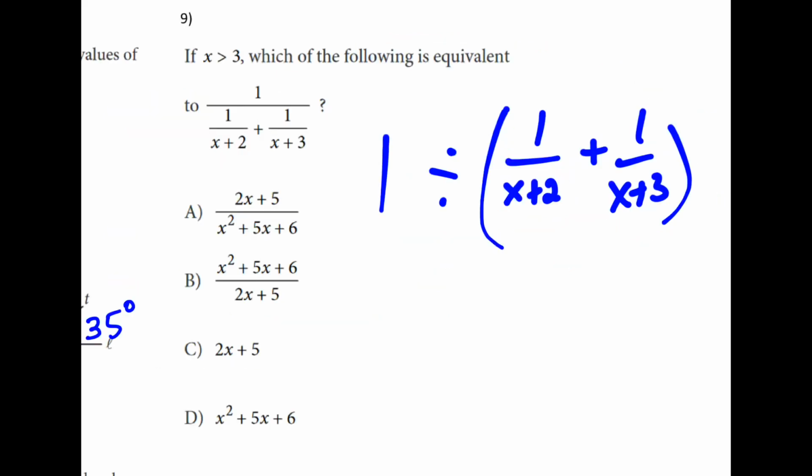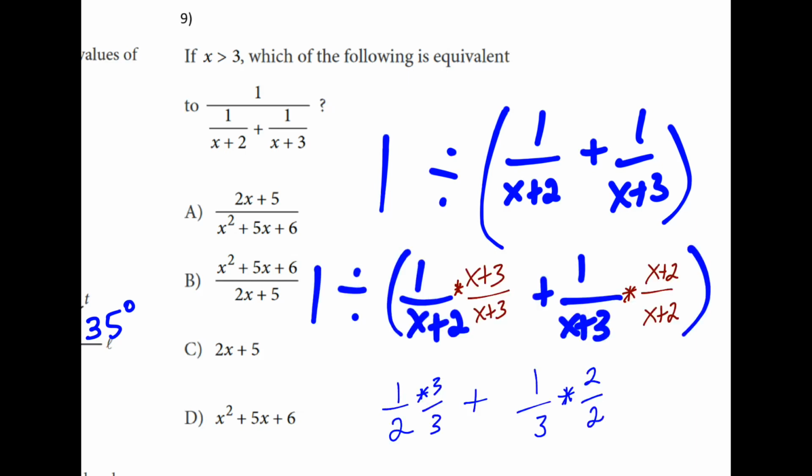For number 9, I'll show you the long way first, and then I'll show you a shortcut. So when we have layers of division like that, I might want to break it down and think of 1 divided by, and then look at what's on the denominator separate over here. Because I want to get rid of this addition and turn it all into one fraction.